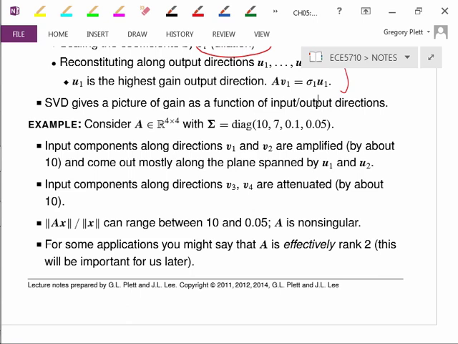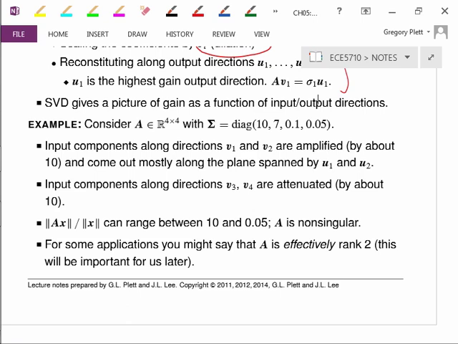Because we have two directions at the input that are high gain and two that are low gain, and the span between them is a factor of almost 100, we could say that A is effectively rank 2. It is a rank 4 matrix, but we could say it's effectively rank 2 or close to rank 2, or maybe I can find a rank 2 approximation to A that is going to produce almost the same results as the rank 4 matrix A. And that's critical for us, it turns out.